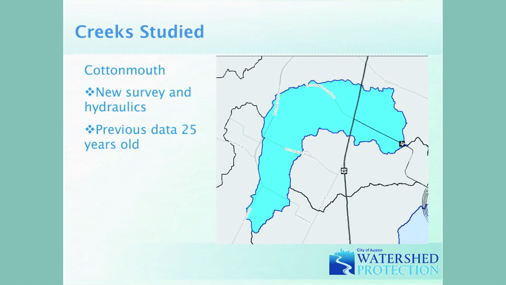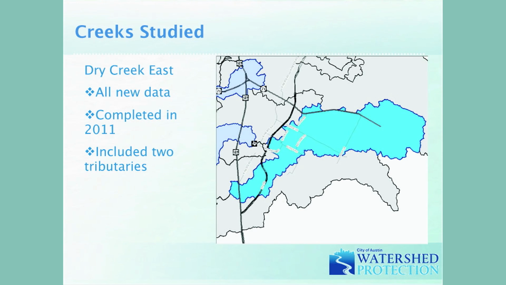This is Cottonmouth Creek. This is South Austin, a little bit southeast actually. Here's 183 right here. This is Colton Bluff Springs Road. Cottonmouth Creek drains into Onion Creek, and this is a good example of a creek where there's not necessarily a lot of development in this watershed. However, we're anticipating development, and so this is a model that developers and staff can use as development continues down. If you ever heard of Pilot Knob, it's right down in this area. Again, data that was 25 years old, new survey, new hydraulics.